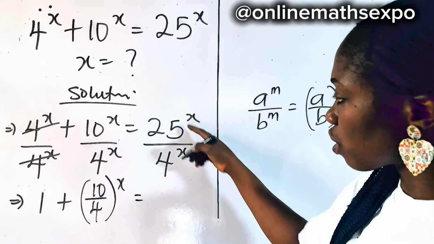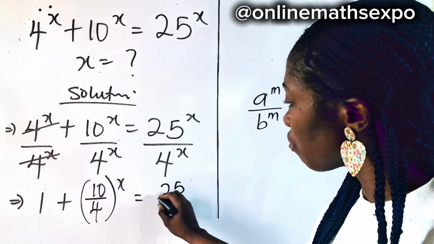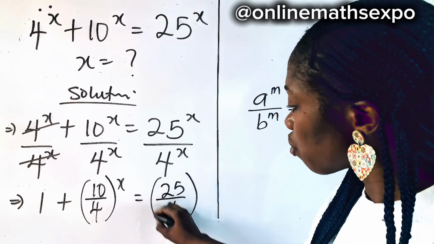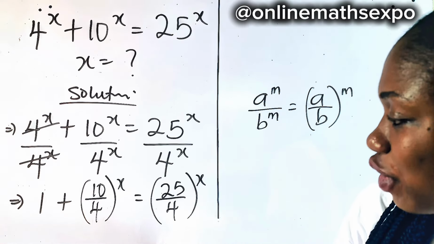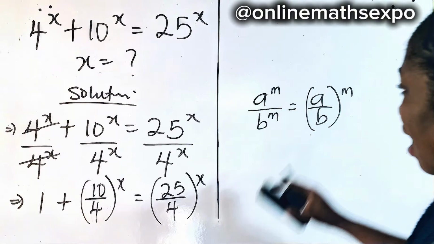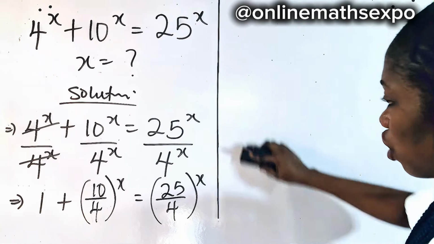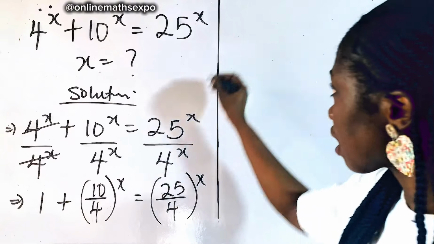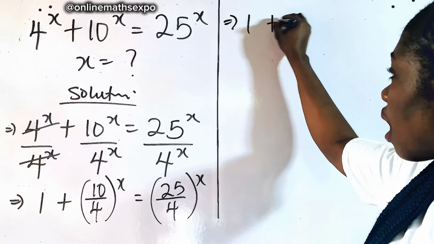Now you can also do the same here. You have 25 on 4 raised to power of x. What do you think you should do at this point? At this point, what we need to do is to simplify. So in that case, we are going to have 1 add.